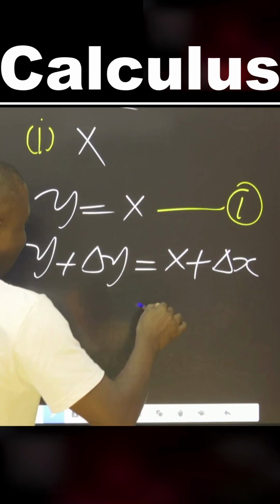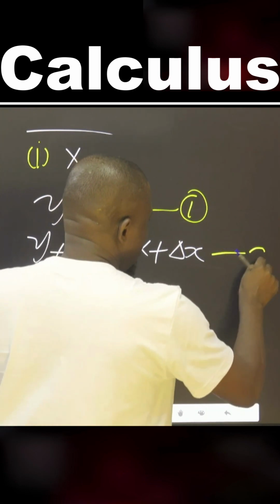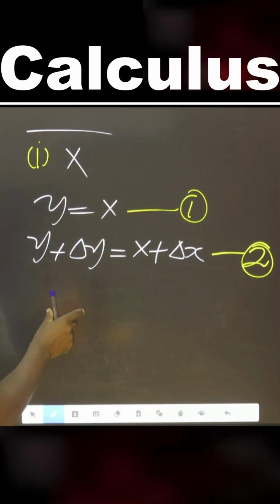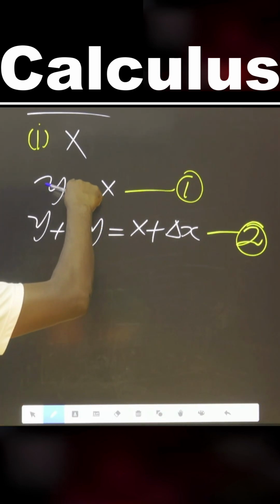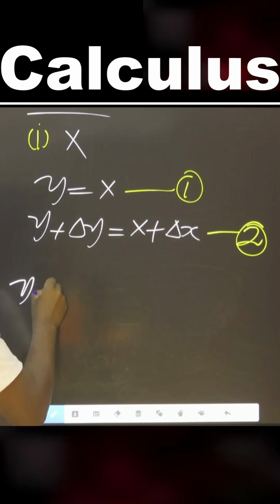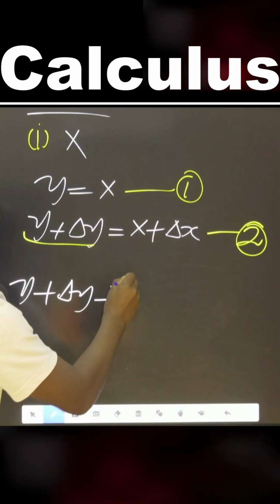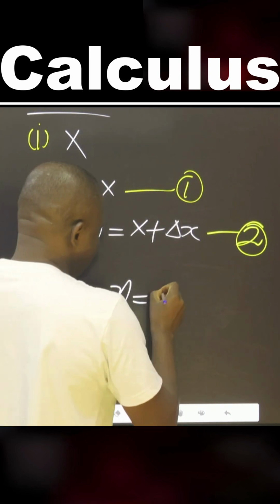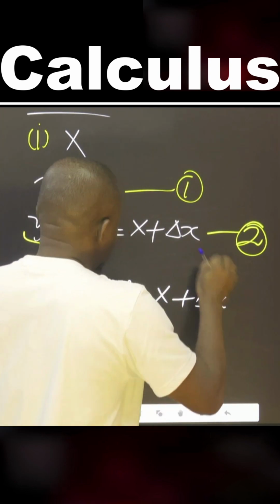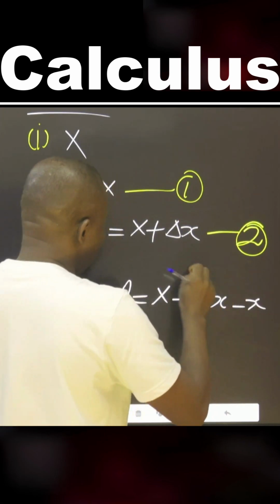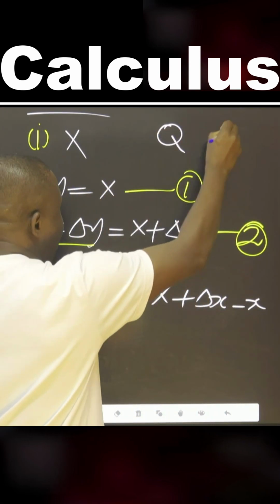So we're going to subtract, let's call this one 2. Now we're going to subtract 1 from 2. That is, for the left hand side, this minus this. For this side, this minus this. That is Q minus P.